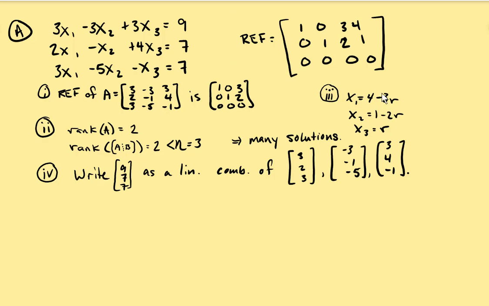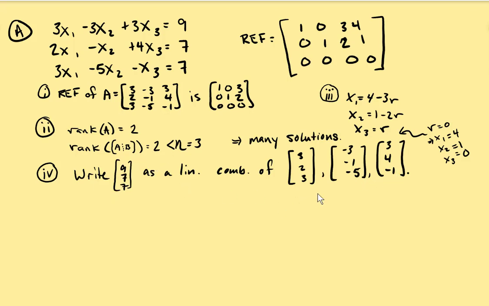Well, we said that these x values are exactly the scalars you need to write the right-hand side as a linear combination of the columns of your coefficient matrix. So plug in any value of r up here. Maybe r equals 0 is an easy one. If r is 0, you get x1 is 4, x2 is 1, and x3 is 0. So that is a group of scalars that you can attach to these columns to make a linear combination of the constant vector.